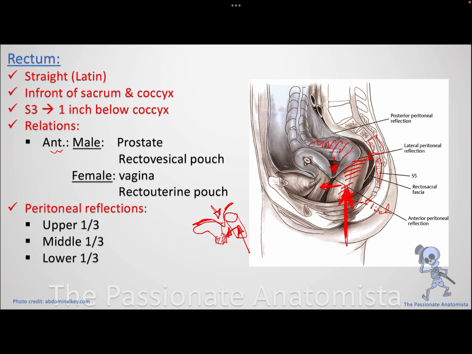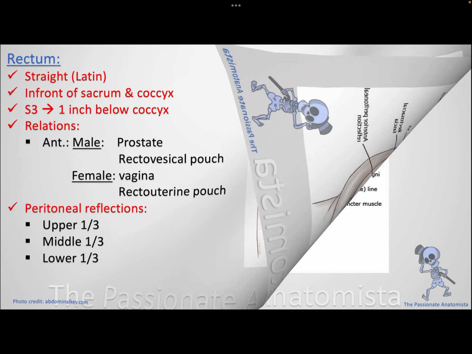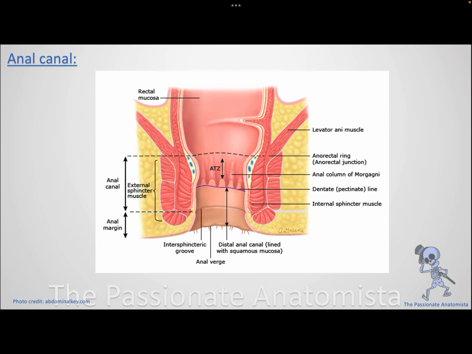Now the peritoneal reflections are different in the rectum. If you look at this picture, the peritoneum is coming anteriorly and laterally in the upper third, in the middle third it comes only anteriorly, and in the lower third it's not related to the peritoneum. So here it's anteriorly and laterally related to peritoneal reflection, here it's only anteriorly, and here it's not covered. Okay, moving on to the anal canal.